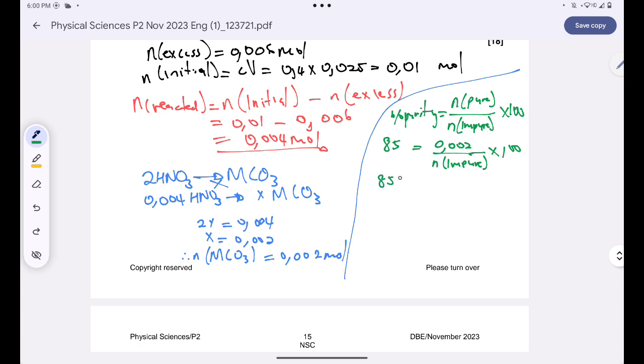I'll multiply by 100. I'll just do my mathematical gymnastics here. I'll simply have 85 multiplied by the number of impure moles equals 0.002 multiplied by 100. Whenever I divide both sides by 85, I'll get my number of moles impure. So 0.002 times 100 divided by 85. The number of my impure moles, I'll simply get 0.00.